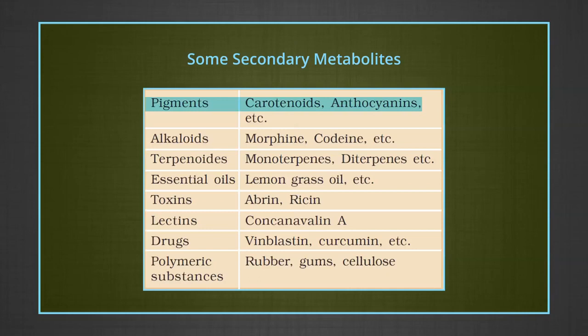Pigments include carotenoids, anthocyanins, etc. Alkaloids include morphine, codeine. Terpenoids include monoterpenes, diterpenes. Essential oils include lemongrass oil. Toxins include abrin, ricin, etc. Lectins include concanavalin A. Drugs include vinblastine, curcumin, etc. Some of the polymeric substances are also secondary metabolites.